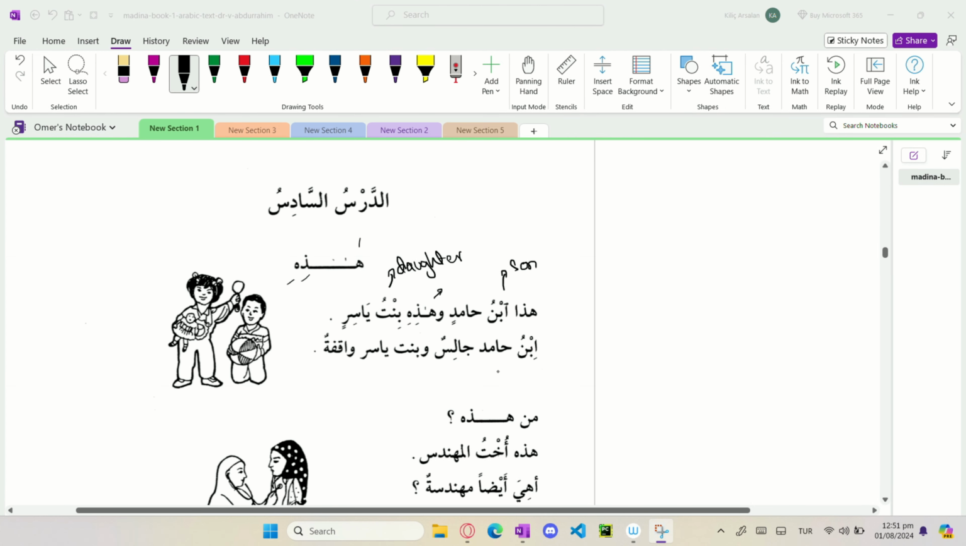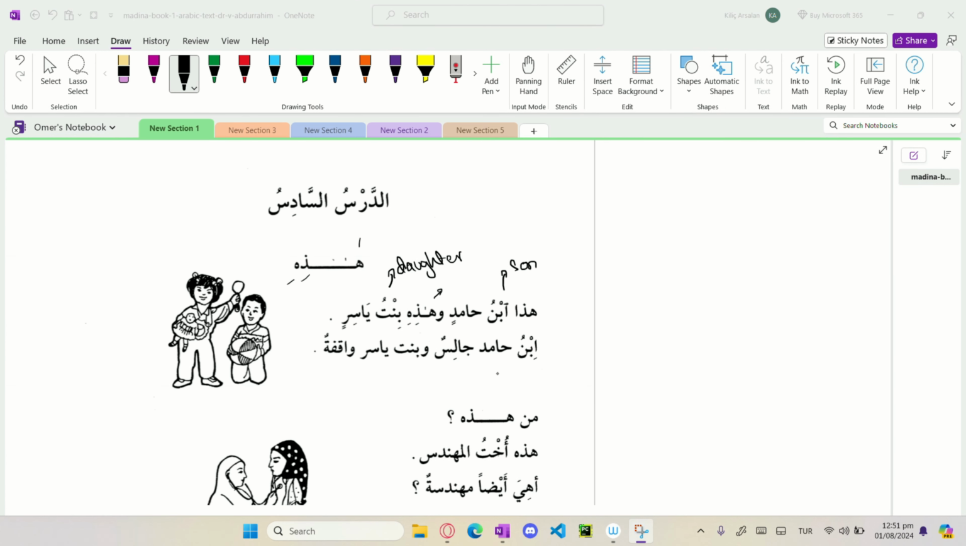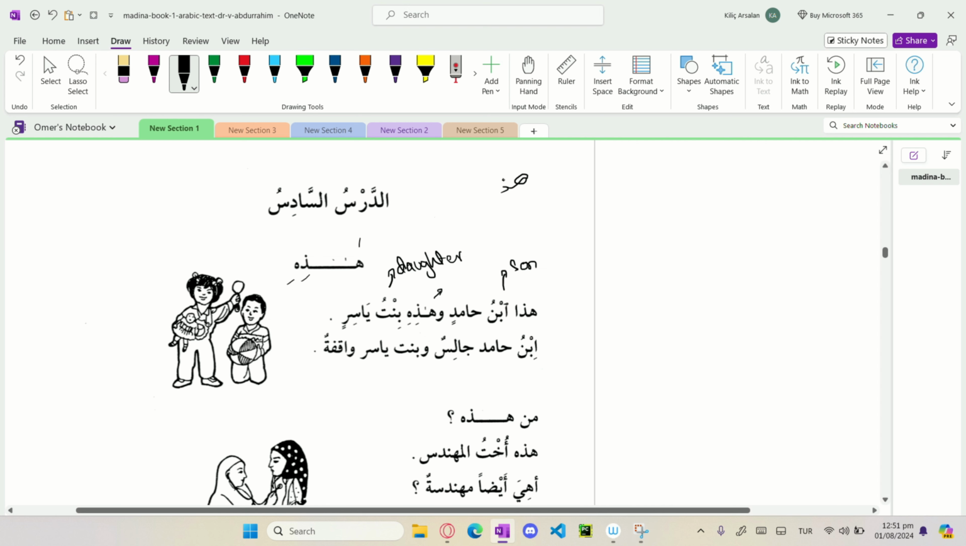أهلا وسهلا فيكم in the sixth lesson or الدرس السادس, and in this lesson we will study the word هذه, which has a shadda on the first letter, like haza. Haza also has a shadda, but we don't write it. So haza and hazihi. So hazihi is for feminine objects or for females.